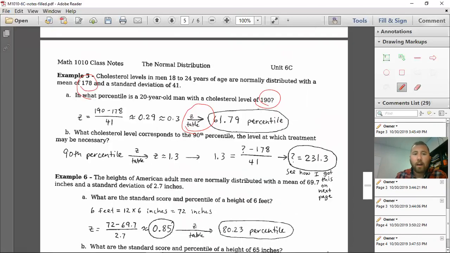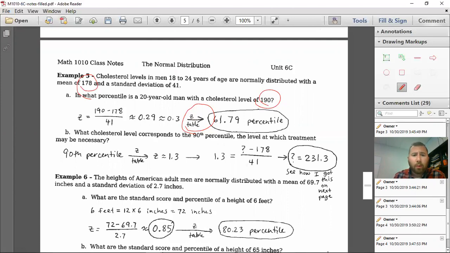So that's the answer. In what percentile is a 20-year-old man with the cholesterol level of 190? He's in roughly the 62nd percentile, meaning that he has a higher cholesterol level than 62% of other men. Okay, so not bad, maybe, is what you would say. I don't know.